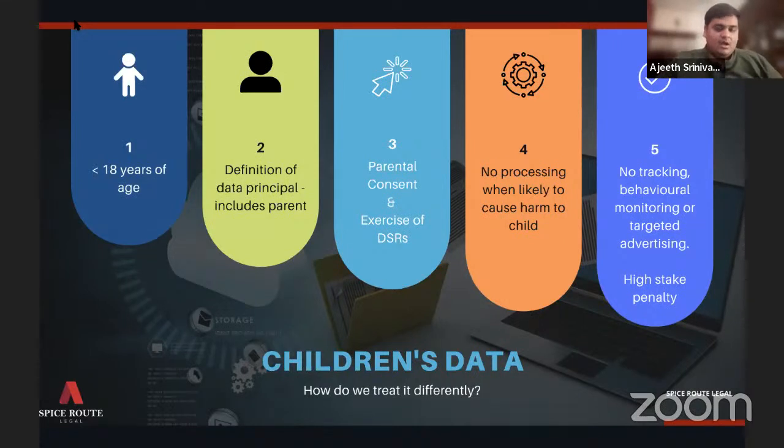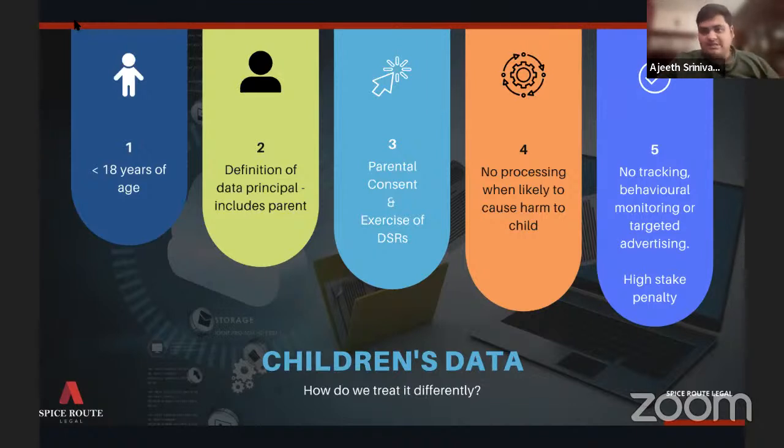Something that is also an interesting inclusion is that you need to have verifiable parental consent when you're collecting the data of children. Once again, we don't really know what verifiable parental consent really means.